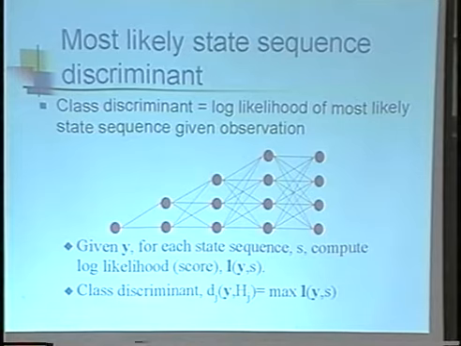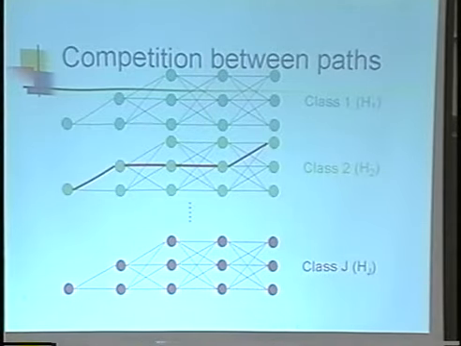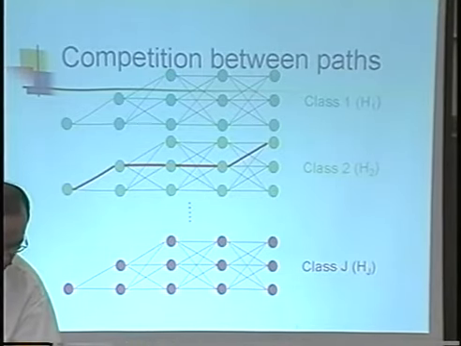The usual thing to do is looking at the likelihood. And we look in all the models. Again, this was tailored for people who don't know that much about HMMs. So you look at a trellis, and each path corresponds to a sequence of states, and you want to find the most likely one. And so the class discriminant for a particular HMM will be the likelihood of the most likely path. So we have competition between paths, and the winner is the HMM that contains the most likely path.